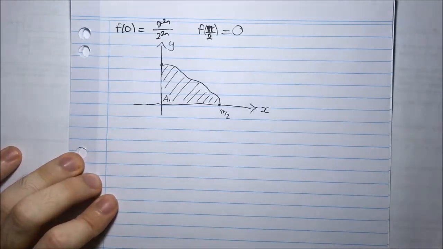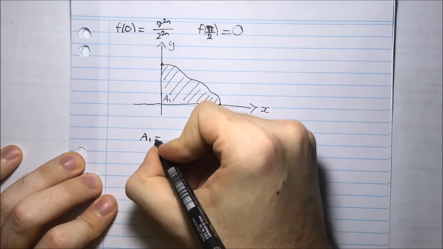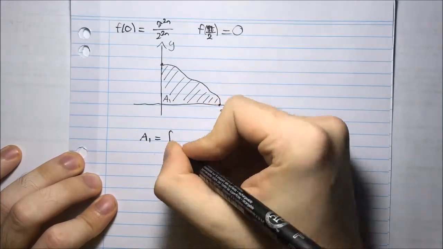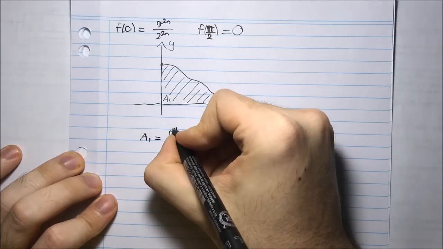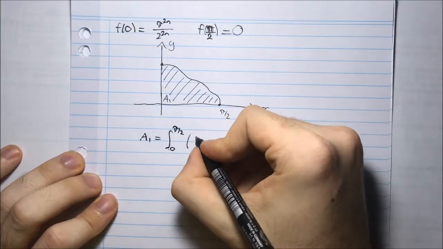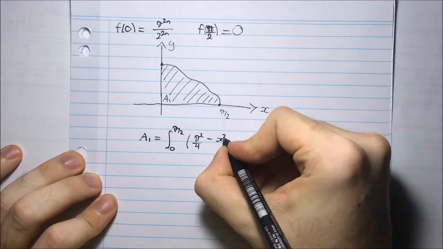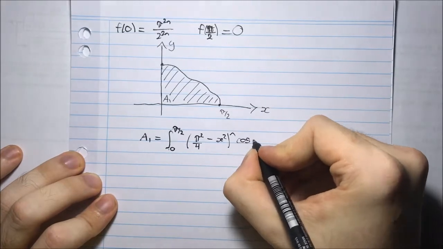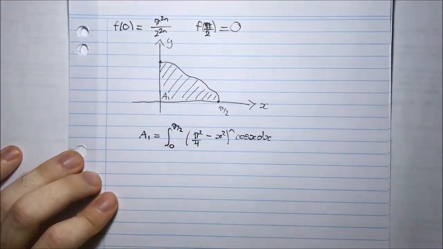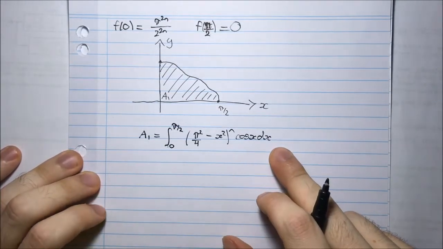So A1 is equal to what? A1 is equal to the integral from 0 to pi on 2 of my function f of x, which was pi squared on 4 minus x squared to the n, cos x dx. Now, I need to get a bound for this.